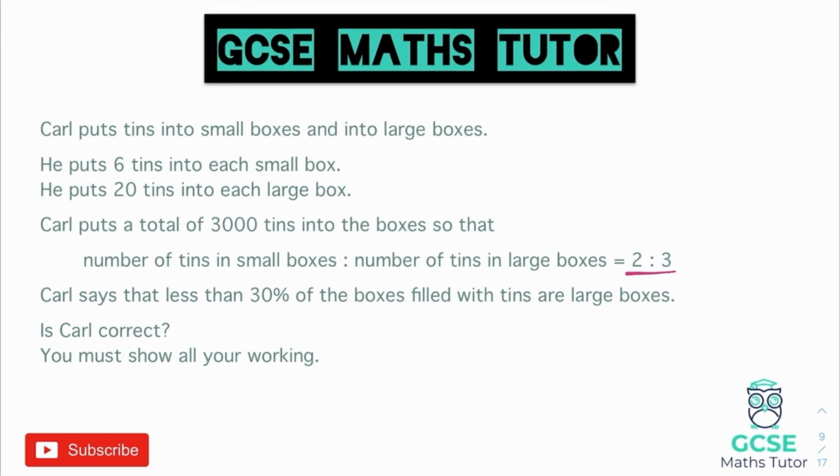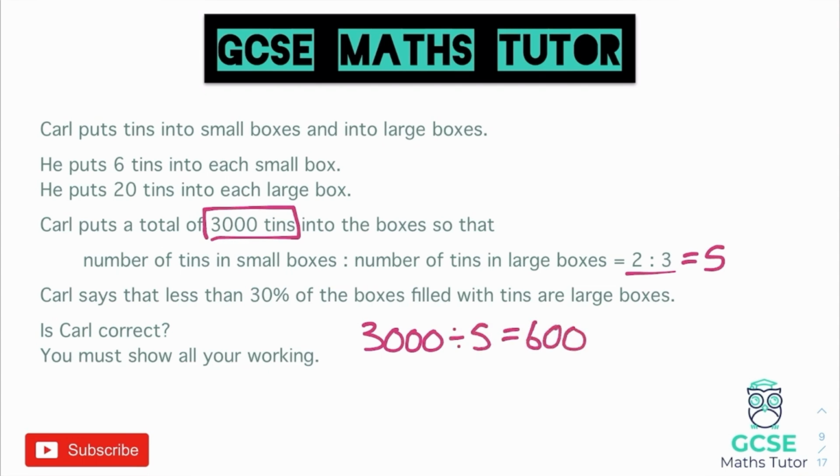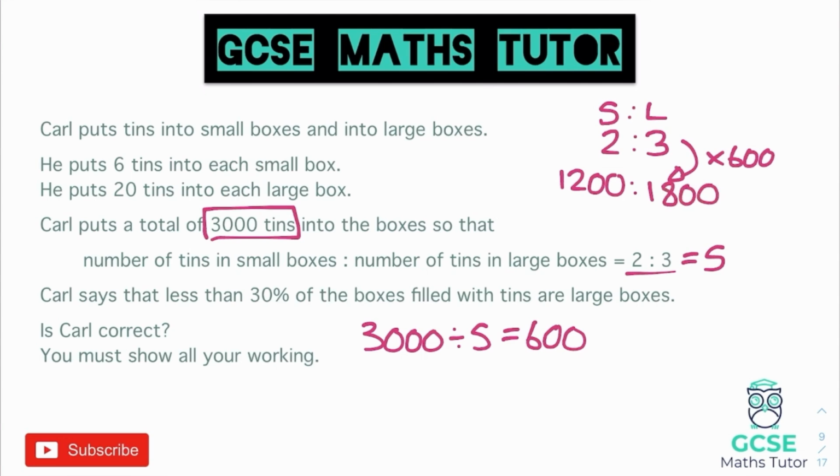Well, let's actually work out how many tins are in each of the boxes. So if he puts 3,000 tins in total into the boxes, and that gives us the ratio of 2 to 3, then we can work out how many tins went into the small boxes and how many tins went into the large boxes. So just sharing that in a ratio. So in that ratio, there's a total of 5 parts. So if we do 3,000 and divide by 5, we know that each part is worth 600. So we have small to large, that is 2 to 3. So if we times both of those by 600, we'll know how many are in each one. So 2 times 600 is 1,200, and 3 times 600 is 1,800. So there are 1,200 tins in small boxes and 1,800 tins in large boxes.